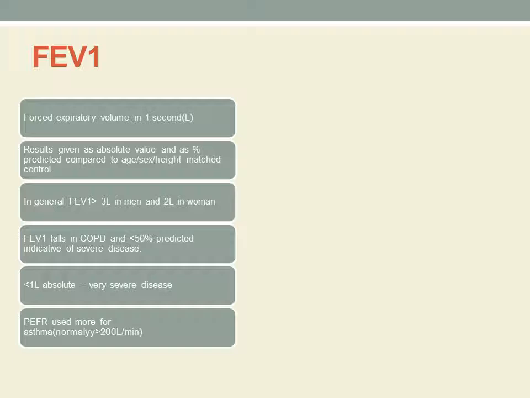So FEV1 is forced expiratory volume. The result is given as an absolute value and a percentage predicted, and generally FEV1 is more than 3 liters in men and 2 liters in women. FEV1 falls in COPD, and less than 50% predicted is indicative of severe disease, and less than 1 liter absolute is equal to very severe disease. PEFR is used more for asthma.